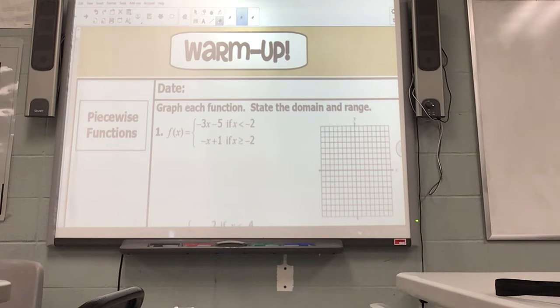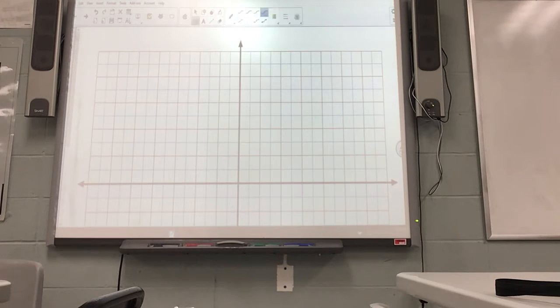We get our new paper. I think I already got a graph page ready. Yes, I do. Hippity-hoo.